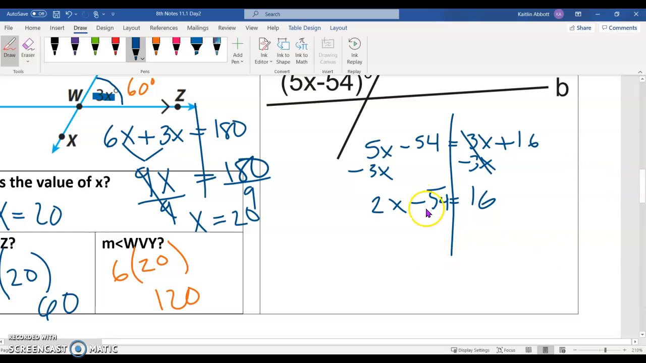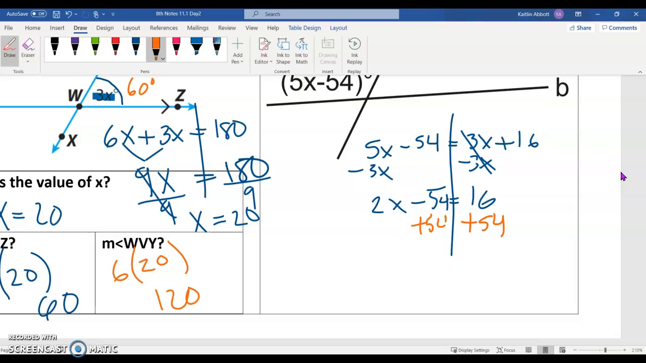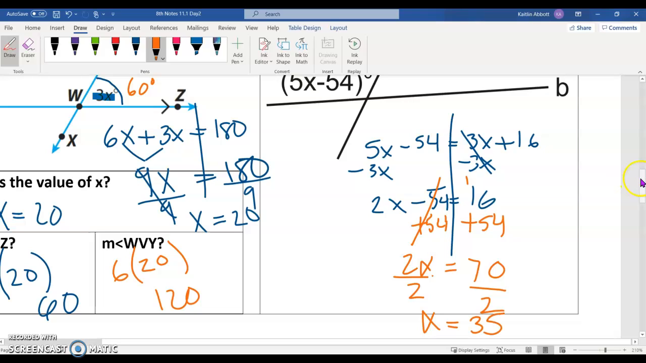All right, now I got to get rid of that 54. I'll change color. That 54, so I'm going to add 54, plus 54. Okay, these cancel out. I am left with 2x equals, all right, 6 plus 4 is 10, 0, 5, and 1 is 7, so we got 70. And then we're going to divide by 2. Divide by 2, divide by 2, x equals 70 divided by 2. 70 divided by 2 is 35. So now we figured out what x is.